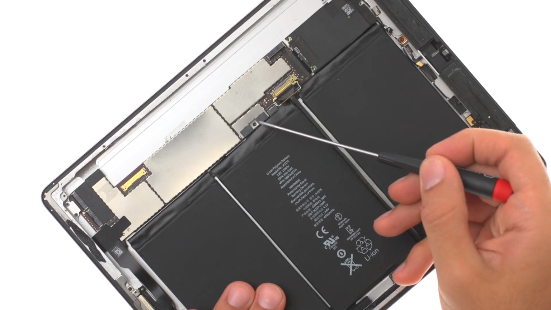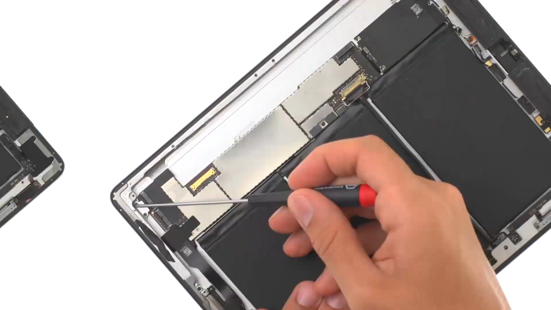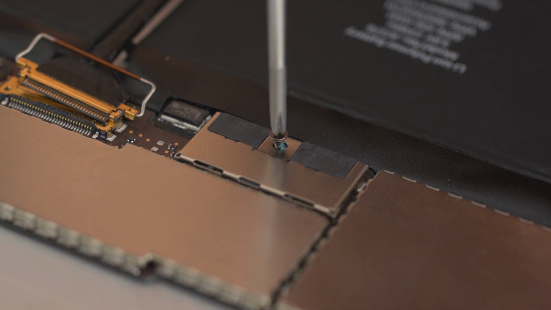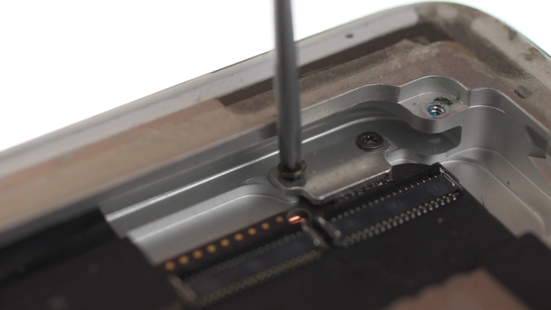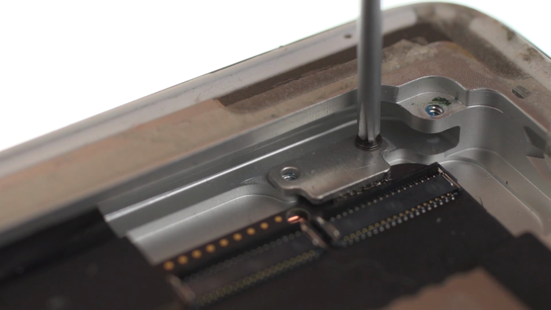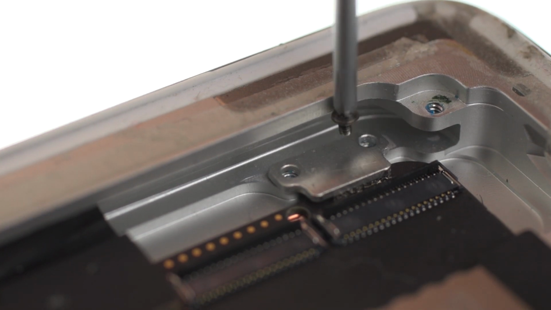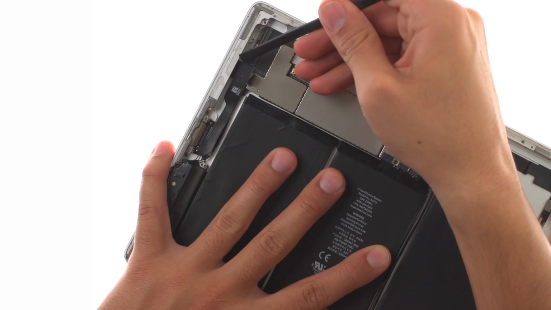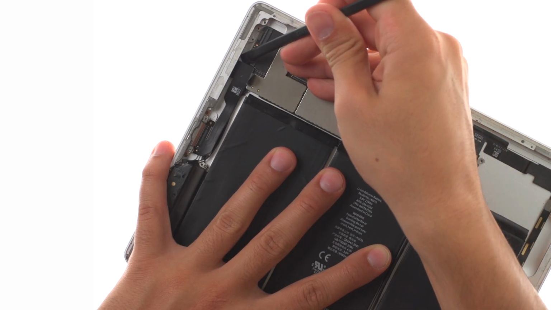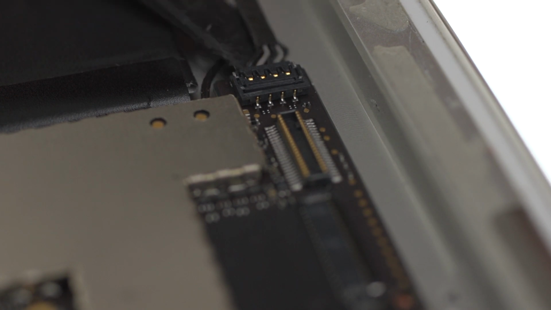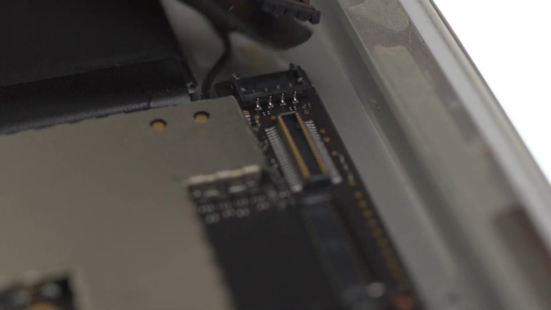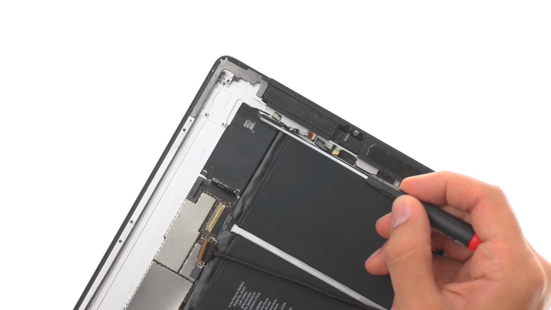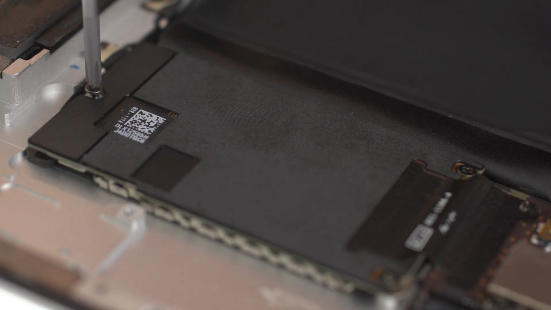Remove the following 3 Phillips screws and make sure not to lose a small bracket. Peel off the strip of black tape and disconnect the charging dock port. Use spudger and carefully disconnect loudspeaker. Remove the last three Phillips screws securing motherboard in place.